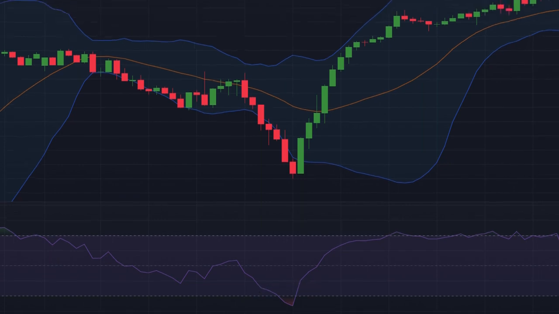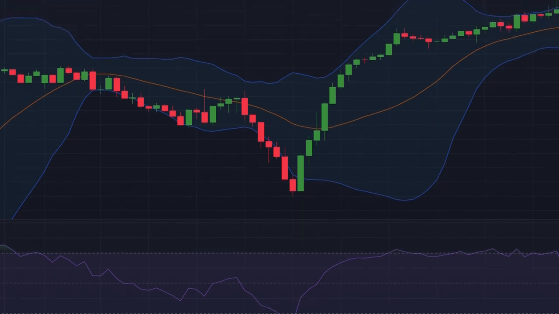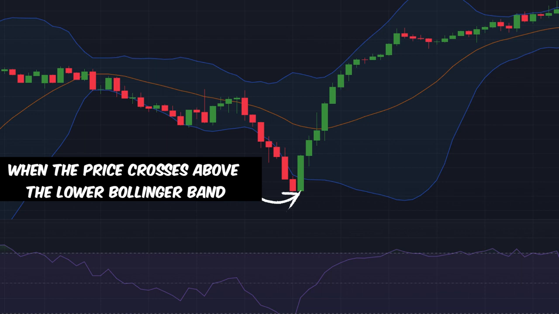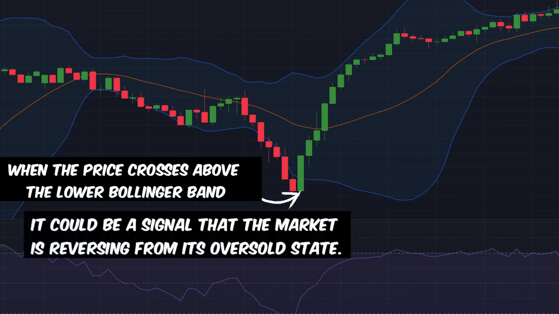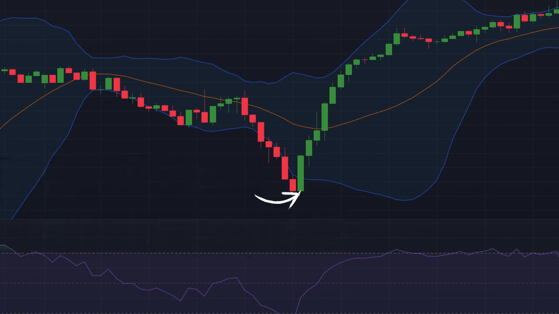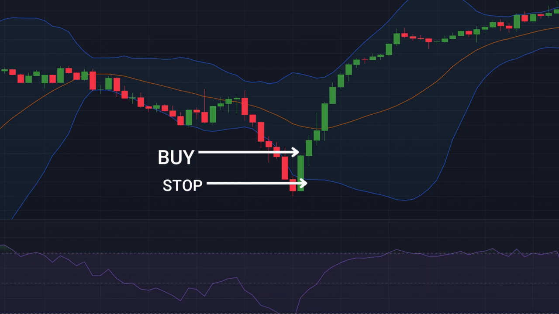Now, let's shift our focus to the Bollinger Bands for our entry signal. When the price crosses above the lower Bollinger Band, it could be a signal that the market is reversing from its oversold state. Enter a long trade when the price crosses above the lower Bollinger Band. For risk management, you can set your stop loss at the lower Bollinger Band line. And for the profit target, we will target the upper Bollinger Band. When the price touches the upper Bollinger Band, we will close our long position and take our profits.